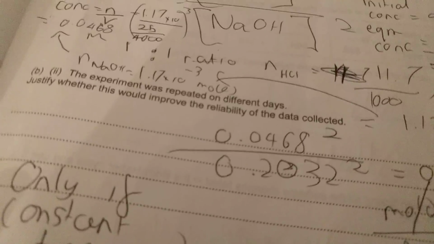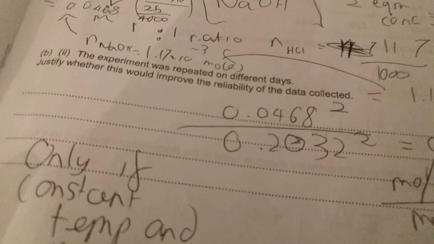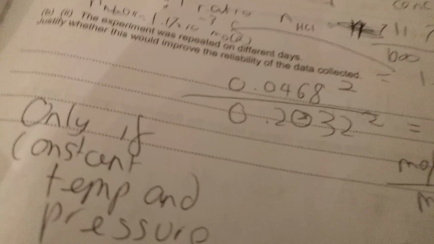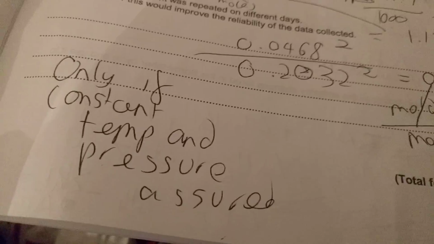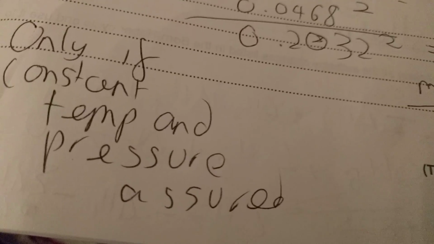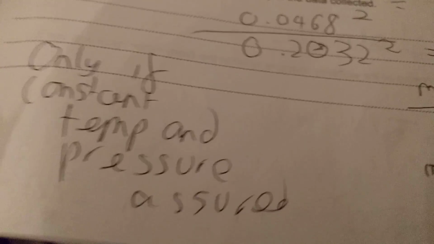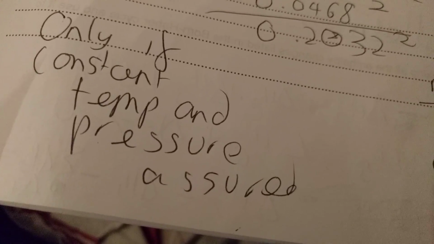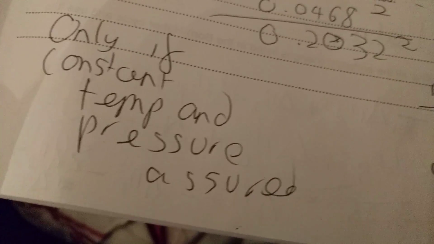The next question is looking at would the experiment be improved by repeating it on different days? Now the answer to that question primarily is no, because on different days you're going to have a different temperature and different pressure. But if you can ensure the temperature and pressure is exactly the same, because you're in a temperature controlled room with a thermostat, and the thermostat can also control the pressure, then the answer would be yes. Obviously, repeating the results makes a better mean. Okay? So the answer is it depends if you can control the temperature and the pressure or not.